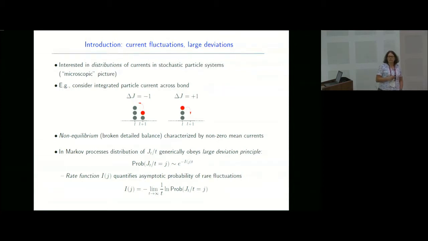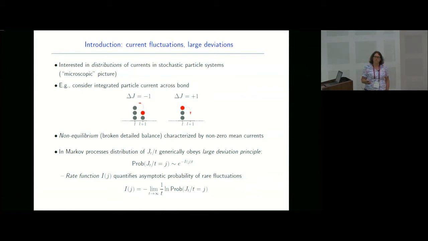And non-equilibrium systems, so with broken detailed balance, not reversible, are characterized, as we know, by non-zero mean currents in the stationary state. But I'm going to be interested in more than means, in distributions, and in Markov processes, the distribution of the time average current.